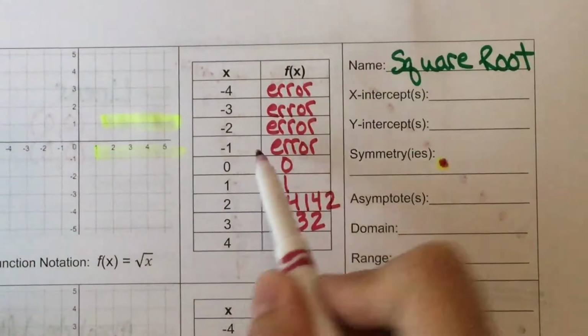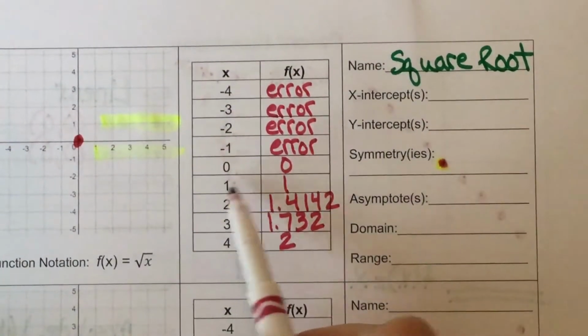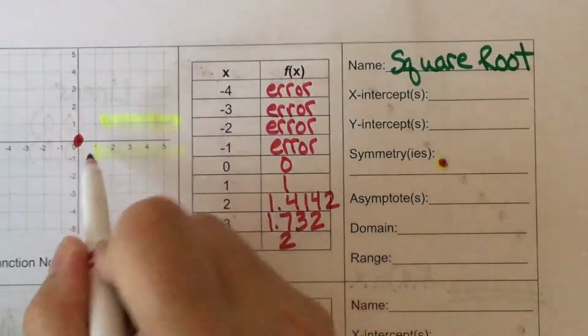All right, so let's start plotting these points. So the first point that we can plot is 0, 0. So that's right there at the origin. Okay, 1, 1. I'm going to go right 1, up 1. So right 1, up 1.